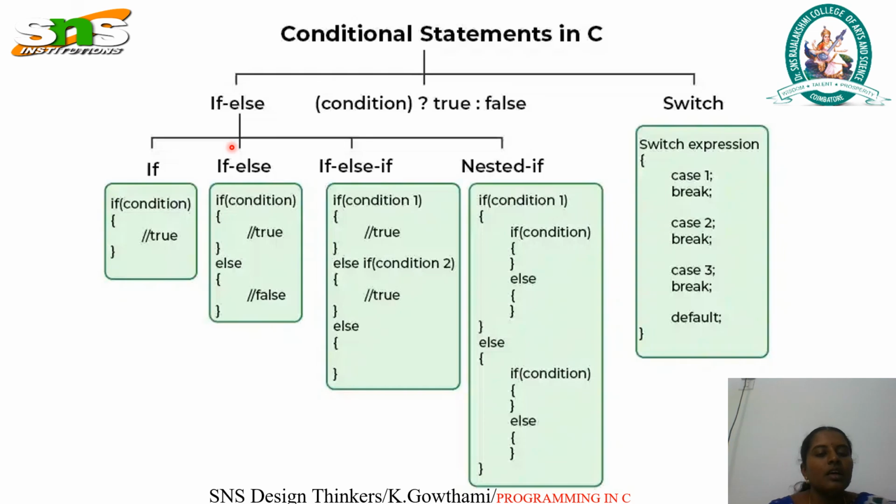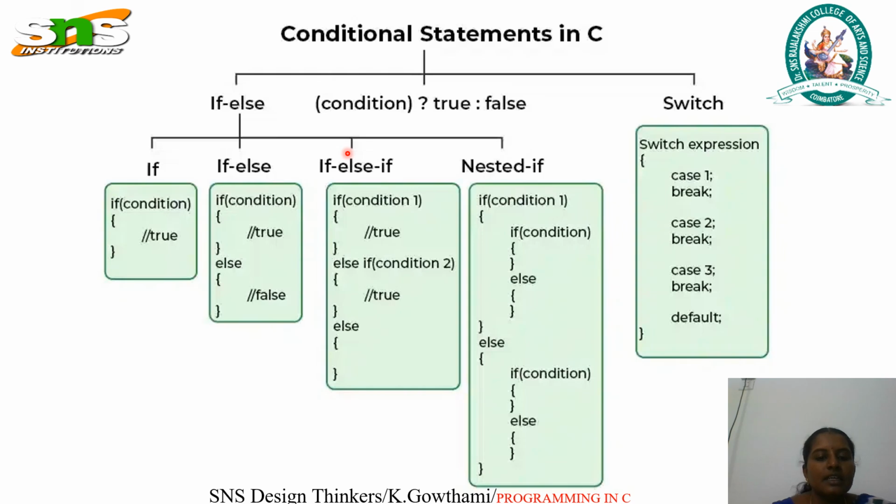Another type is the if else statement. In this type, if the condition is true, the if block will be executed. If the condition is false, the else block will be executed. Based on the condition, the true block or else block will be executed. True means the if block executes, false means the else block executes. This is the second type, if else.